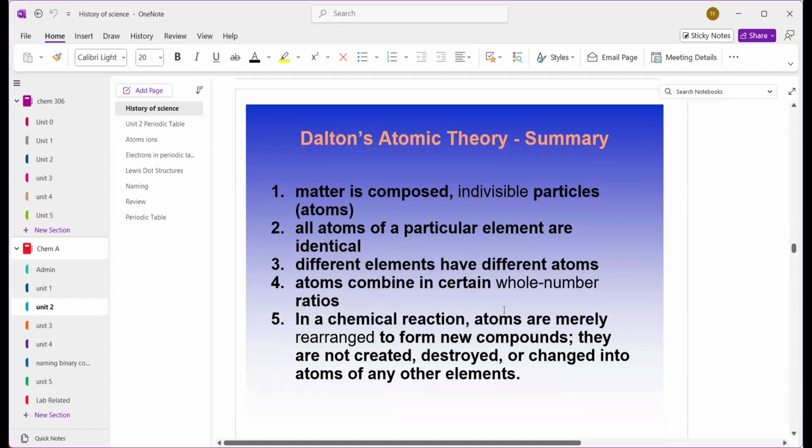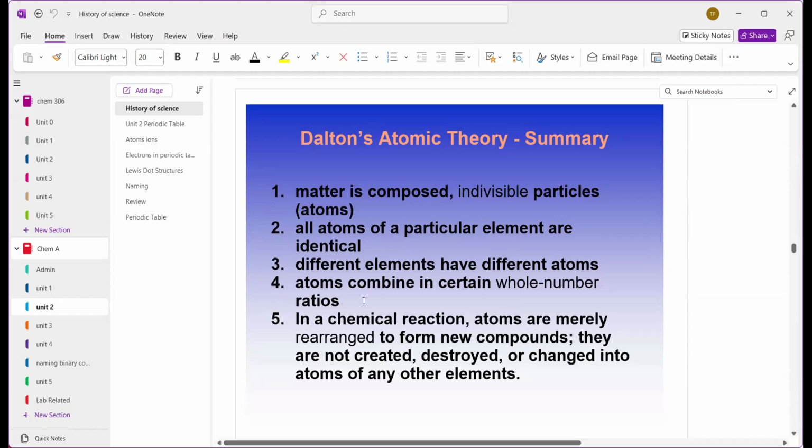Matter is composed of indivisible particles, atoms. Now, when he said indivisible, I notice I notated it there. They are divisible. They're called subatomic particles, and there's quite a few of them. There's about 50 of them. The three main ones everyone's familiar with are electrons, protons, and neutrons, but there are lots more. There's muons and all kinds of fancy, funny names. But anyway, it is divisible.